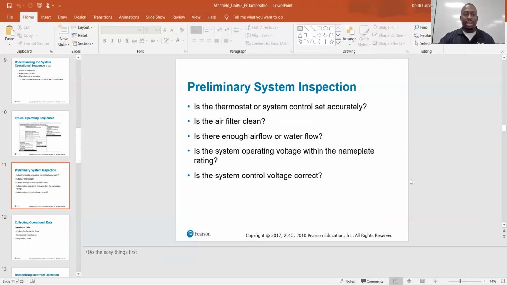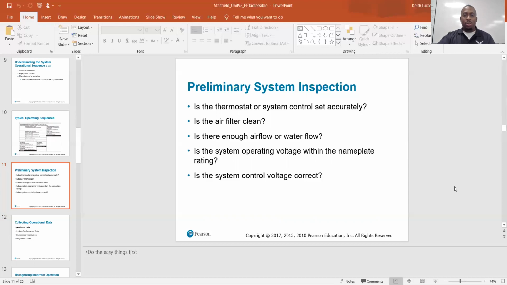Preliminary system inspection. Is the thermostat or system control set accurately? Sometimes it's a user error that's making the whole system not work correctly because they don't know how to use the thermostat. Next, is the air filter clean? We talk about that all the time. It's a common occurrence that people freak out, don't know why their system's not working, but they have never changed their filter since they moved into that home years ago.